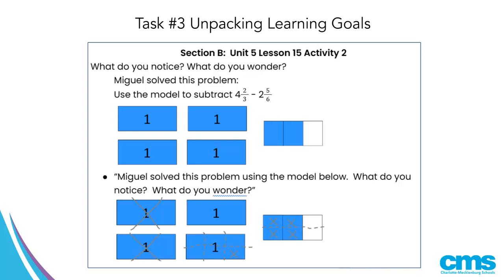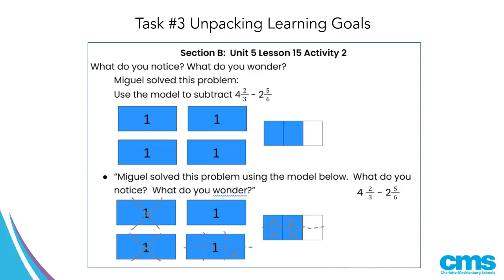Students should notice that Miguel is using X's to mark out what was removed, just like with whole numbers in lower grades. Equivalent fractions had to be used to change from thirds to sixths, and a whole had to be decomposed. It was decomposed into 6 because it was sixths that you needed removed. You might consider connecting this to expressions that show what's happening. The first problem is 4 2/3 minus 2 5/6.